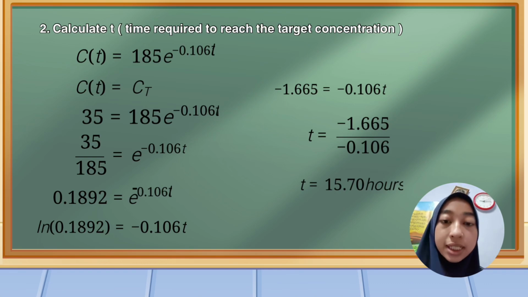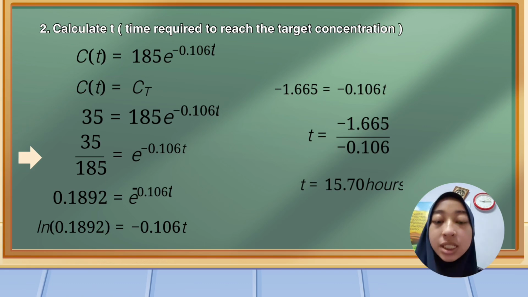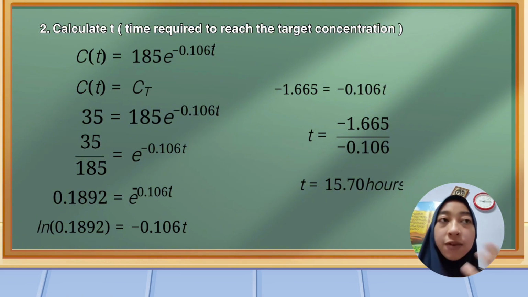So next, we determine the time required for the pollutant concentration to reach the target concentration of 35 milligram per liter. We start with the concentration function that we obtained earlier, which is C(t) equal to 185 e to the power negative 0.106t. Since we want to find the time when the concentration reaches the target value, we substitute C(t) with 35 milligram per liter. After that, we can rearrange the equation so that the exponential term is on one side. Then we apply the natural logarithm to remove the exponential function. And then after calculating, we finally get t is equal to 15.70 hours.